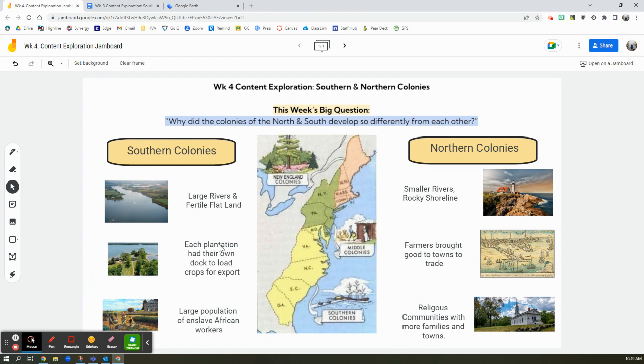In this Jamboard, we have the southern colonies on the left and the northern colonies on the right. And the big ideas in terms of the geography and how that impacted the cultures are here. So in the southern colonies, we had large rivers and fertile flat land. And so here's a picture of that.